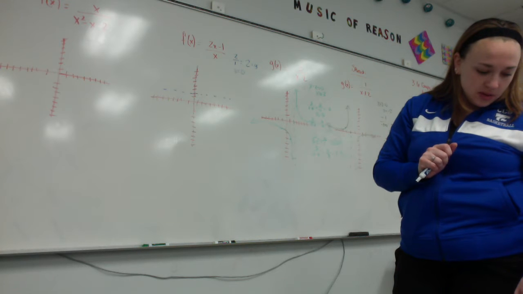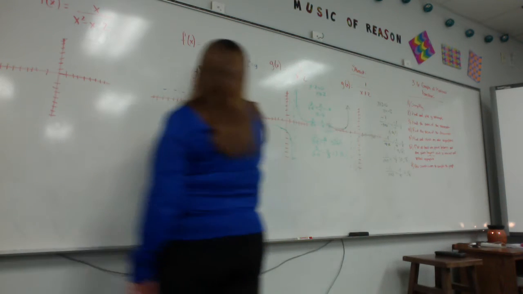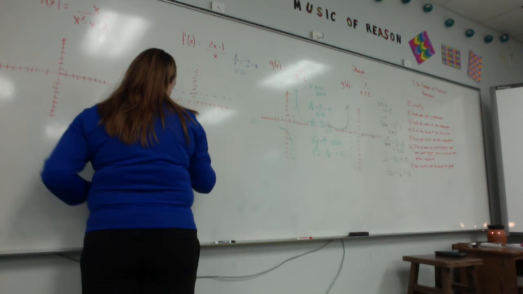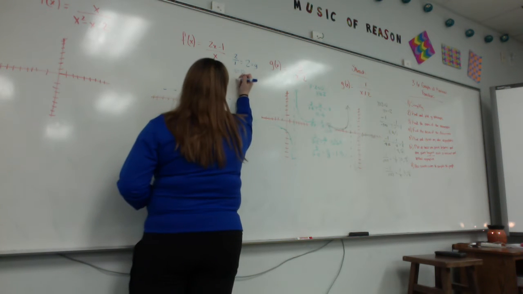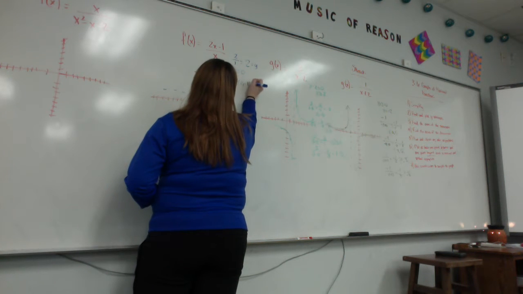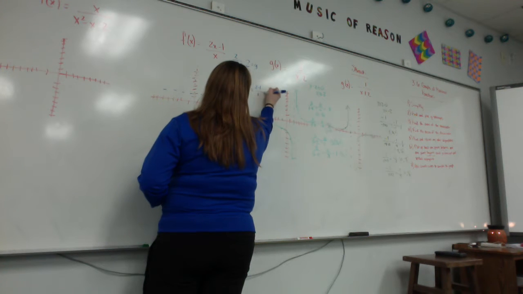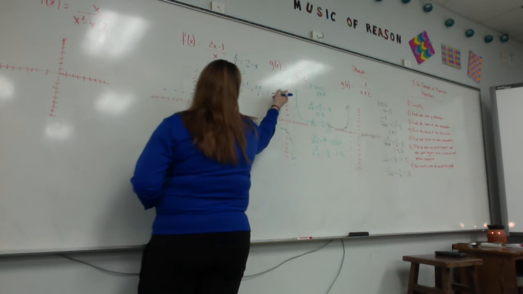So I need to just plug in some points. Let's see here. I'm going to delete this for a minute. Let's just plug in some numbers. Let's plug in 1. If I have 2 times 1 minus 1 over 1, I get 2 minus 1 over 1, which gives me 1. So 1, 1 is a point.